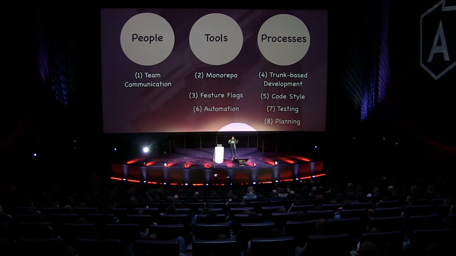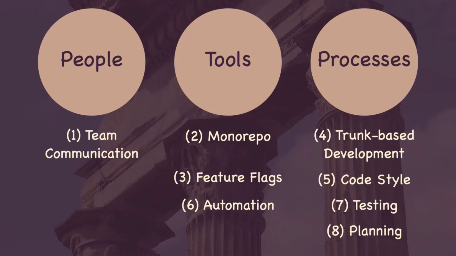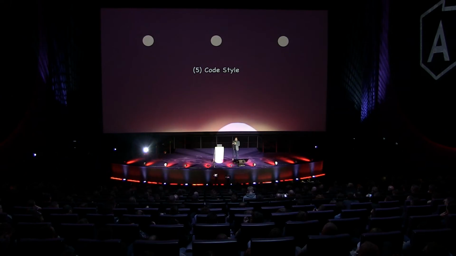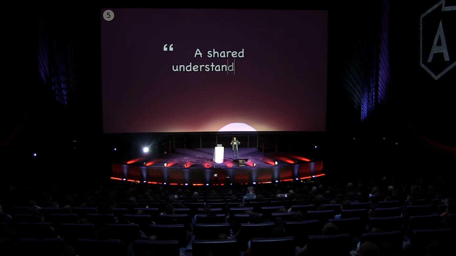All right, so we touched on a few already: team communication, monorepo. We touched on feature flags and trunk-based development. Next, let's focus on code reviews and PRs, and particularly code style. I think this is a very important part as well as part of the team culture. One study said that best performing teams have a shared understanding of excellence. When everybody on the team understands what's expected, what good looks like, it's a lot easier to bring the rest of the team to that.